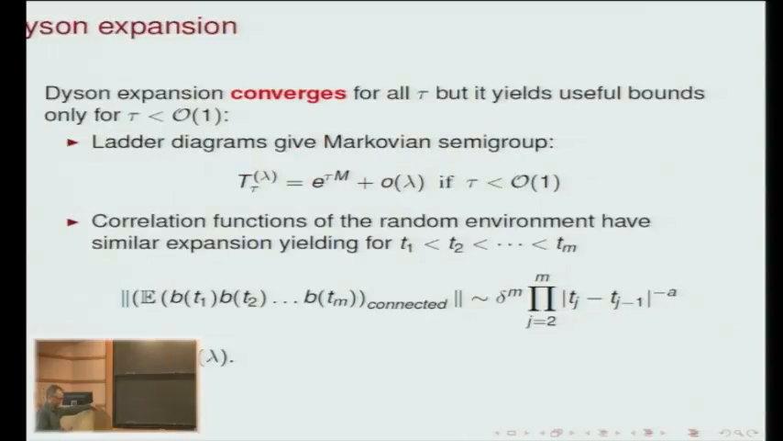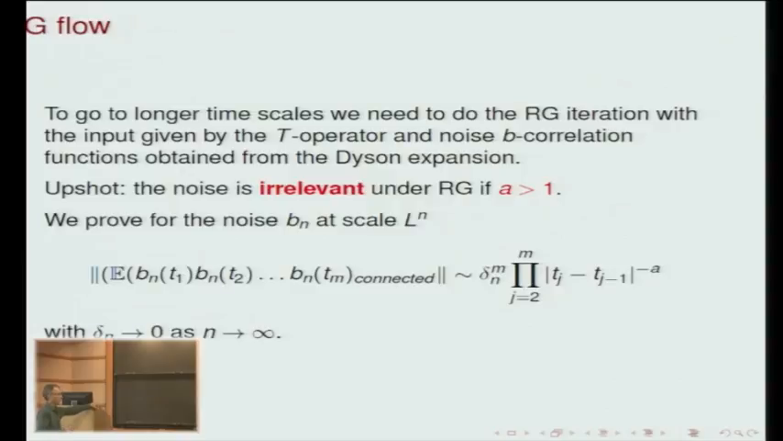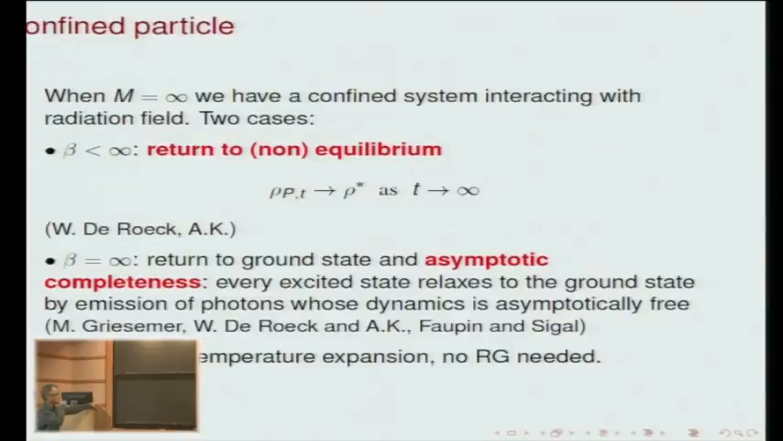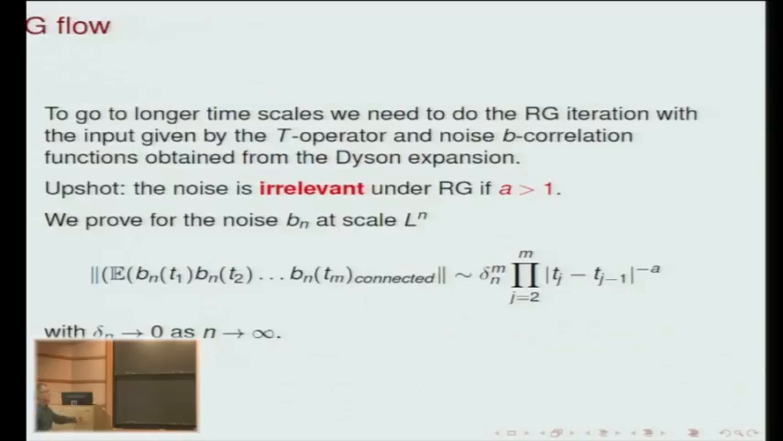So that means that once you have that, the noise eventually drops out, and you have just Markovian evolution, and you have the diffusion. Now, that's the end of the story in this case.